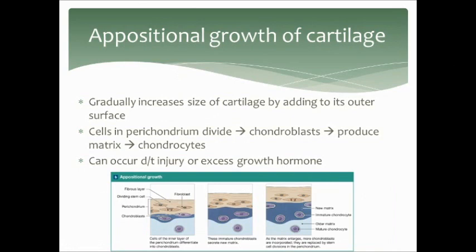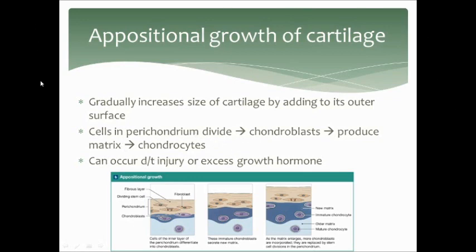Secondly, we have appositional growth of cartilage, where cartilage will start to gradually increase by adding to its outer surface. So cells in the perichondrium, or that fibrous sheath that covers the cartilage, will divide, forming chondroblasts. Chondroblasts form cartilage, so they'll produce this matrix which will turn into chondrocytes, and chondrocytes are the cells of the cartilage.